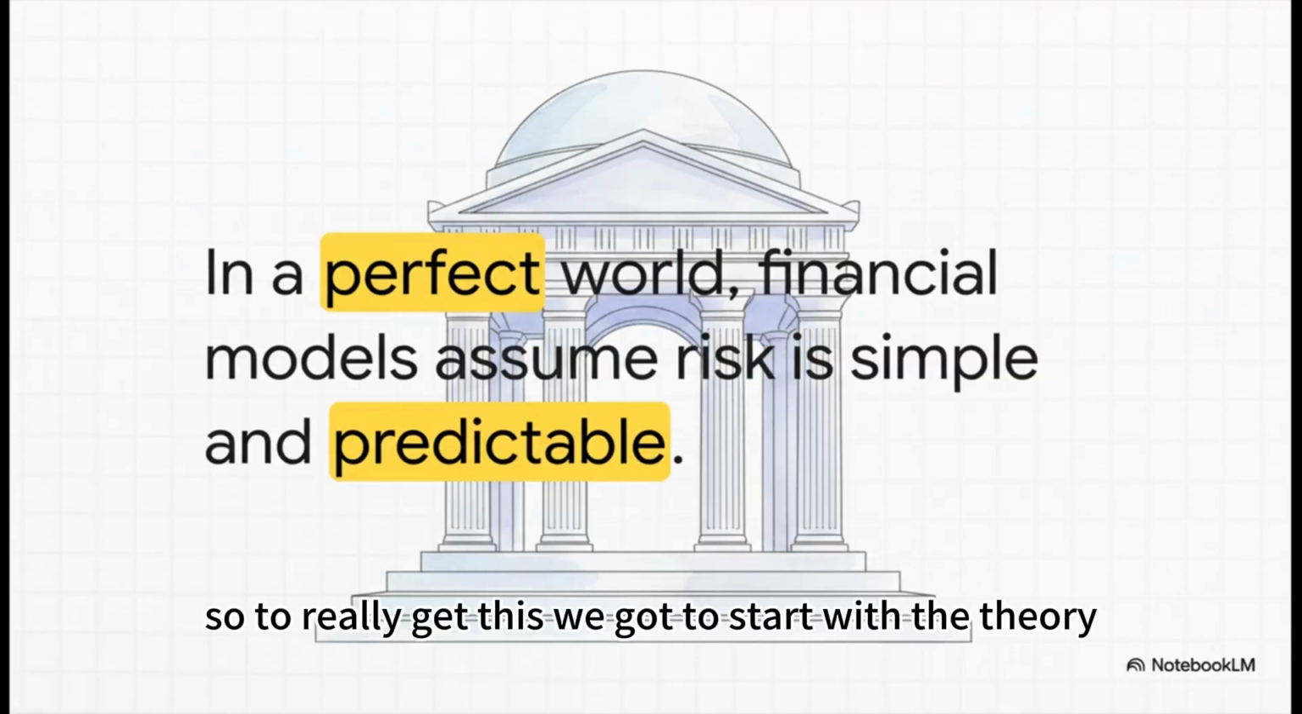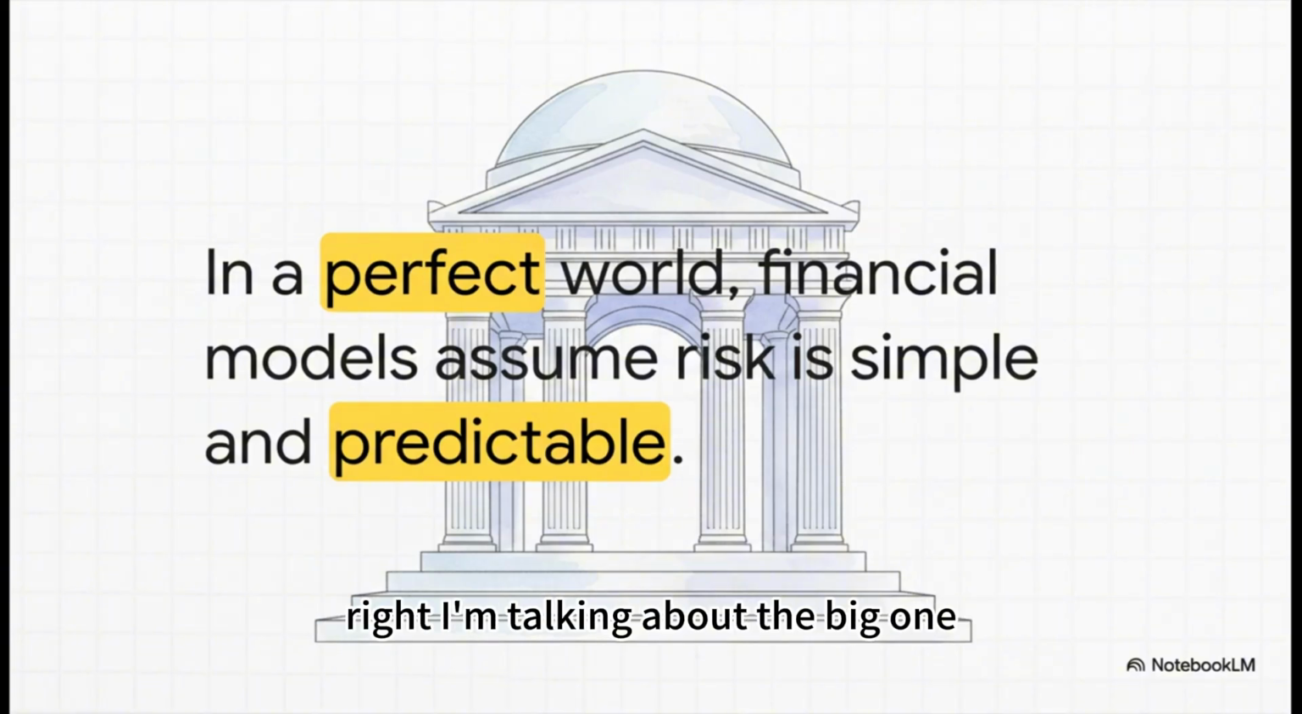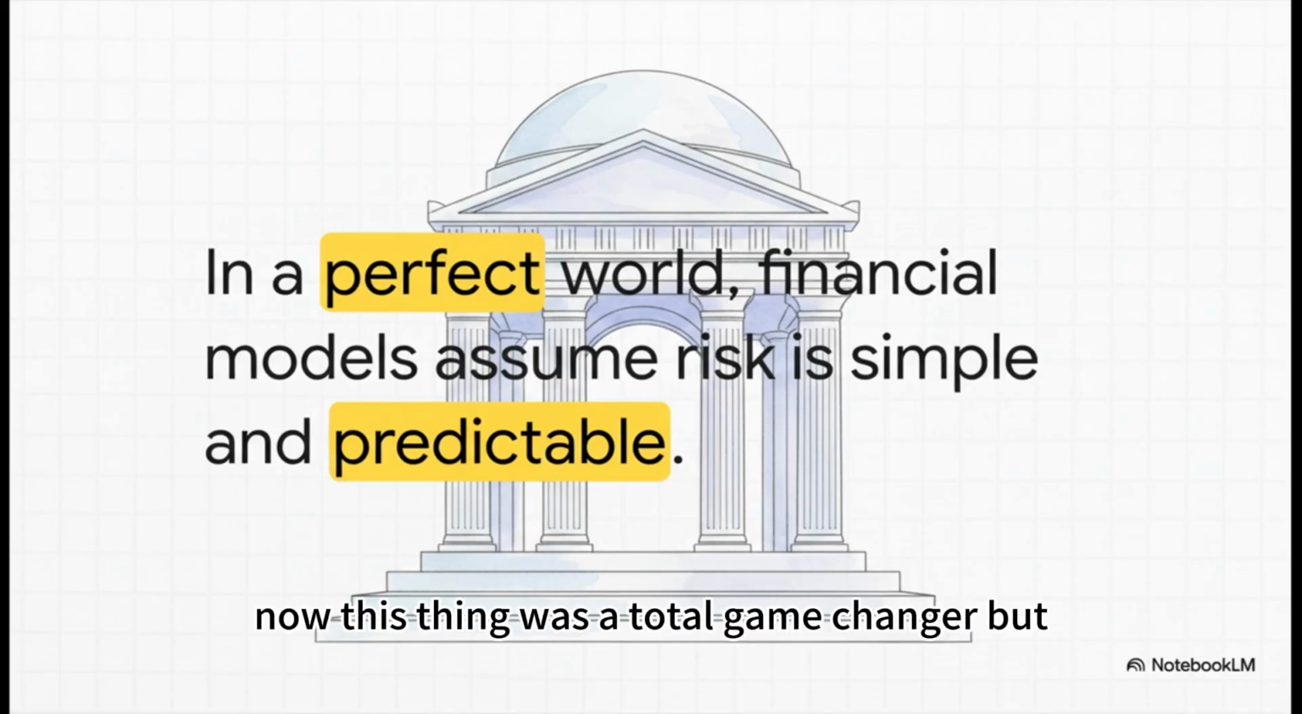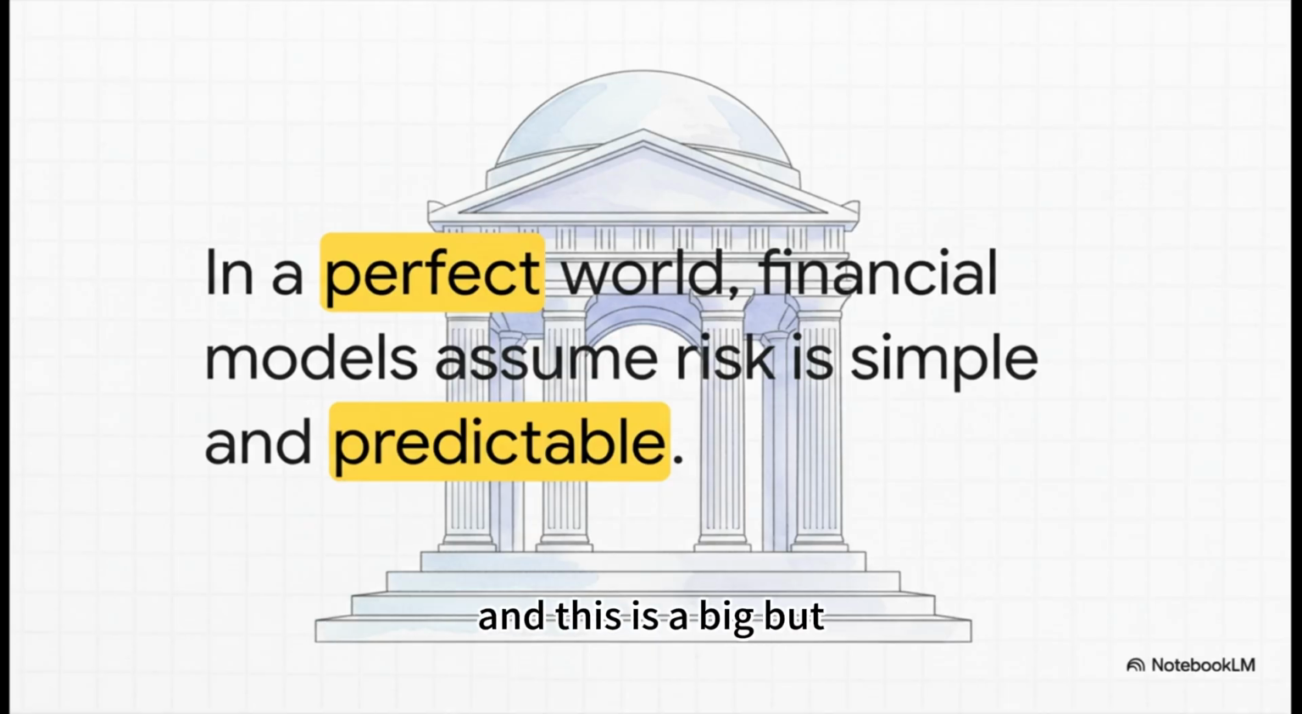All right, so to really get this, we got to start with the theory, right? I'm talking about the big one that pretty much changed finance forever, the Black-Scholes-Merton model. Now, this thing was a total game changer, but, and this is a big but, it was built on this super clean, almost too simple idea of how risk is supposed to behave.